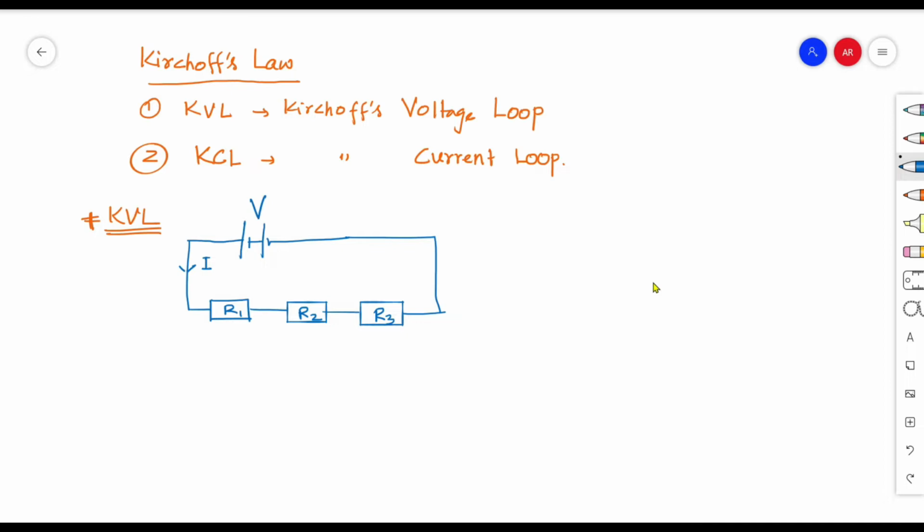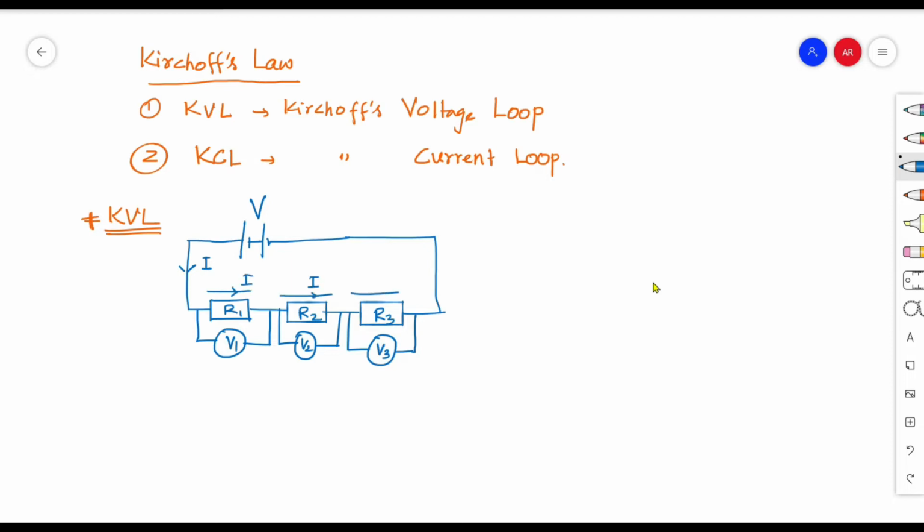So Kirchhoff's law, there are two laws. One is what we call the voltage law, KVL, and the other one is KCL, the current law. Quite often they are also called Kirchhoff's first law and second law. The first law refers to KCL, Kirchhoff's current law, whereas the second law refers to Kirchhoff's voltage law.